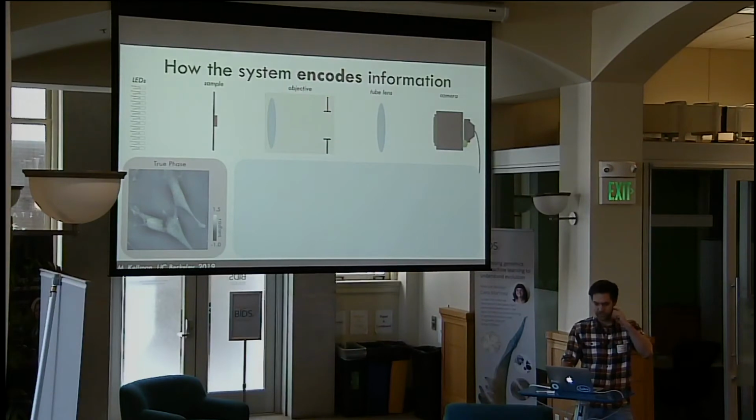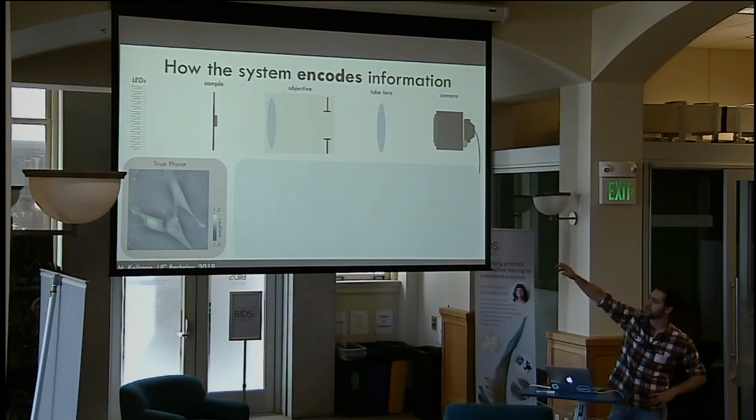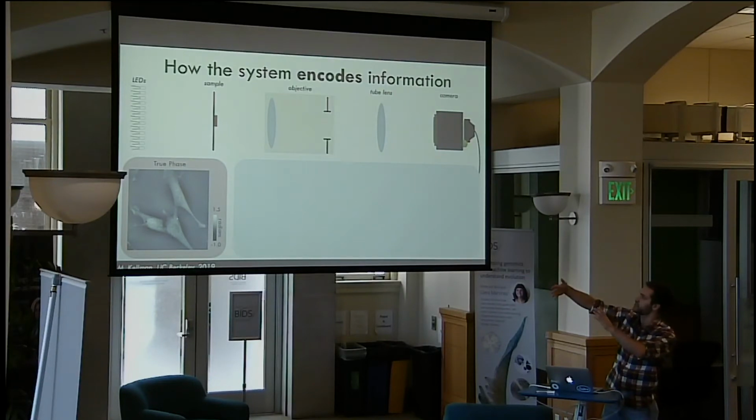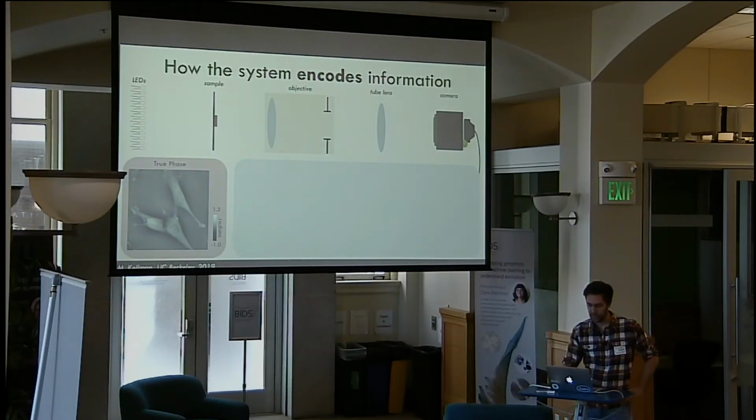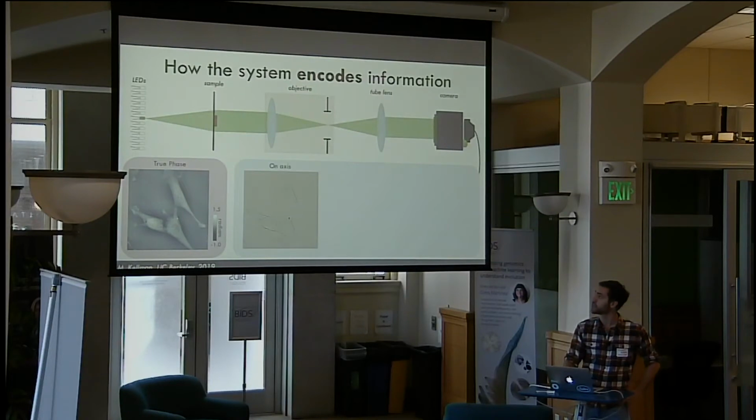So to build some intuition about how this might work, we have, in this case, a cross-section of the device with a set of LEDs, a sample, and then your conventional microscope with an objective, tube lens, and camera. And so what I'm going to do is place this phase sample in the sample position on the microscope and turn the middle LED on.